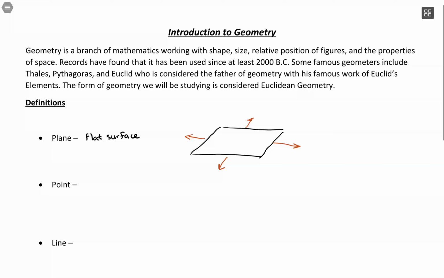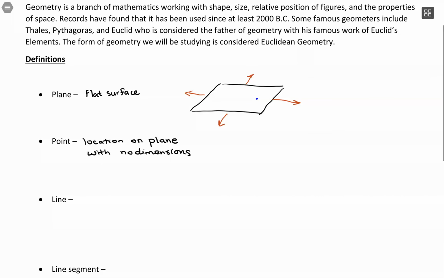Now, a point is just a location on the plane, and it doesn't hold any sort of space. So it has no dimensions. It's just to mark a location, and a point would just appear like that. Maybe we'd give it a name. We'll talk about the notation at the end of this, but it would just be a dot to show a location on the plane.